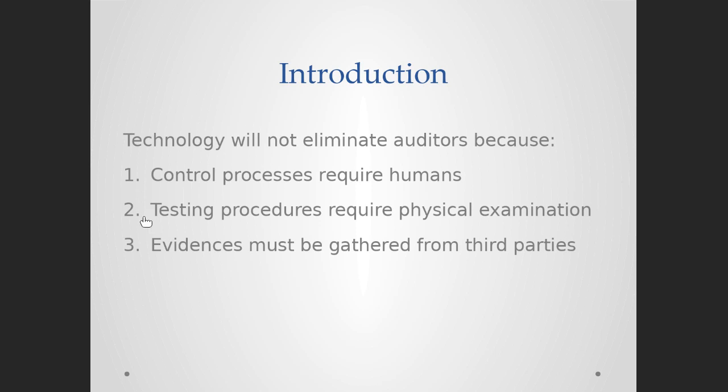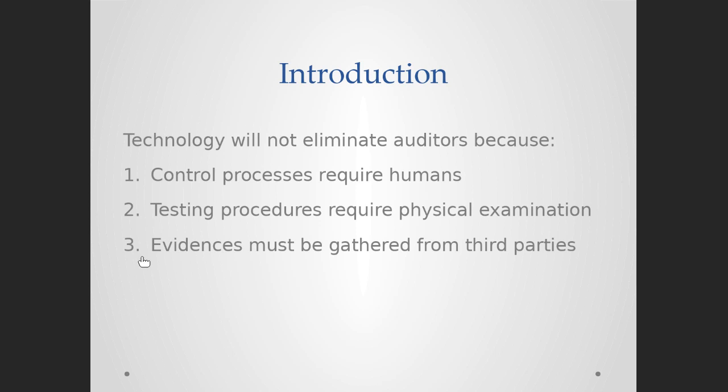The second reason why technology will not eliminate the auditors is that testing procedures require physical examination. When we come in as auditors, we perform some tests with documents, by talking with people, by visiting certain places, by observing some people doing certain things, right? We are going to discuss all of that slowly, step by step. But those require human beings, those require intellect as well as emotions. Human beings are the best at doing that. Machines can only do so much. The machines cannot replace the human beings.